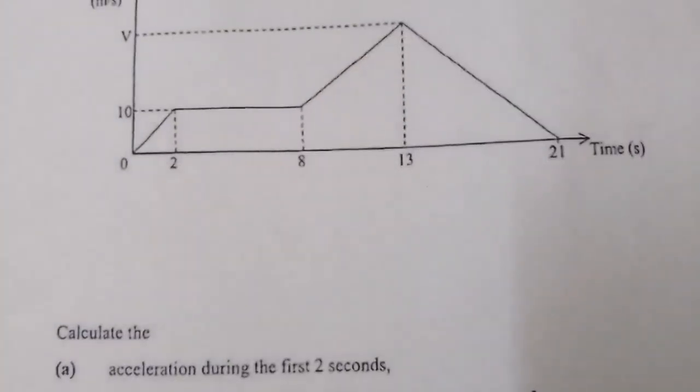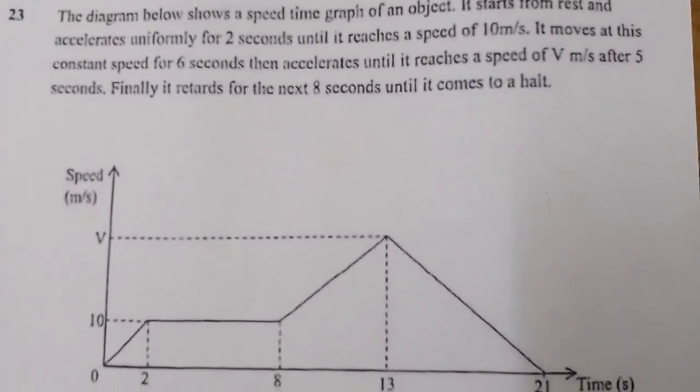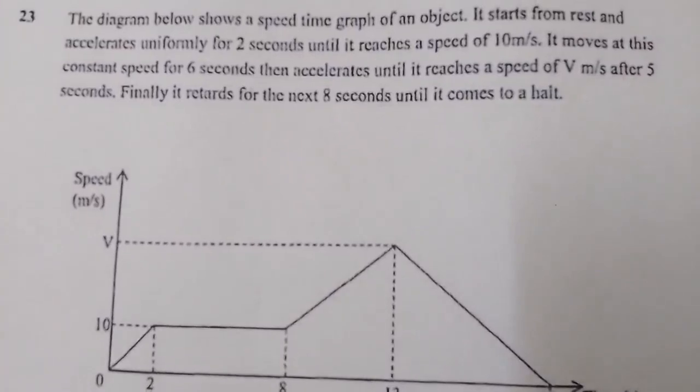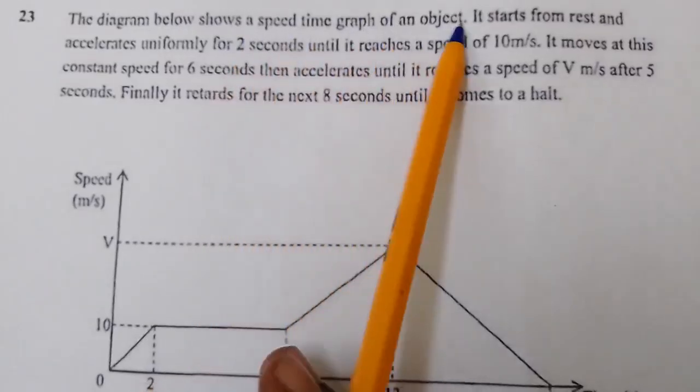This is the other question. So this question is similar to what we've covered so far. It's similar to the other questions that we've covered. It is saying the diagram below shows a speed-time graph of an object.